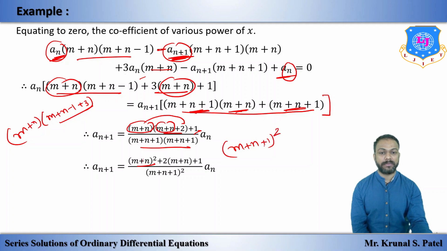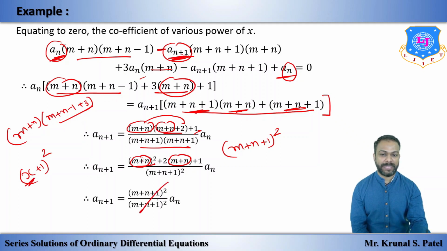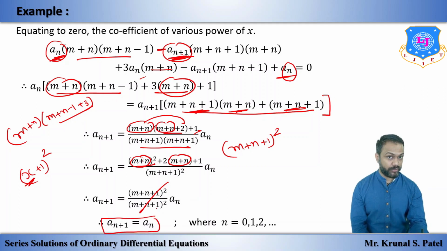How did this happen? Because consider this is our x, suppose x, so x square plus 2x plus 1 is x plus 1 whole square, and we consider m plus n as x, so m plus n plus 1. Okay, so this whole square cancels out, so we have a n plus 1 is equal to a n. Okay, this differs in each and every example, no need for it to be equal, okay, for this case 2.